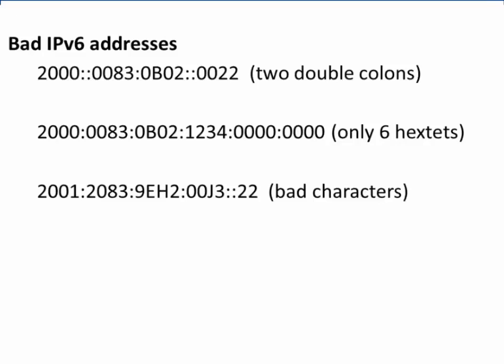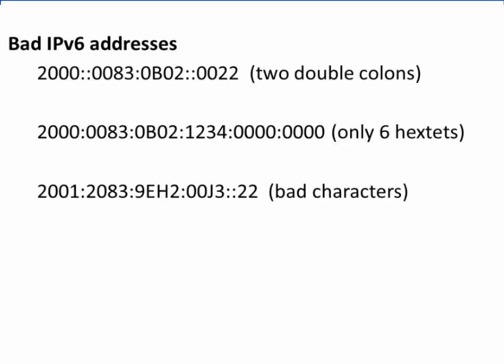In the address at the top, we can see that the address has 2 sets of double colons. This is a bad IPv6 address. The middle address is also a bad IPv6 address because it only shows 6 hextets and there's no double colon to signify the missing hextets. So this is a bad IPv6 address.